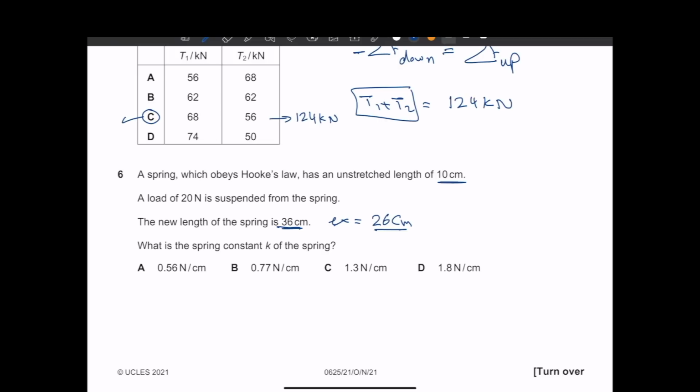So what's the spring constant K? You know, spring constant equals force divided by extension. So depending on that, the force equals 20 Newton divided by the extension, which is 26. So it could be a little bit smaller than 1. So I'm going to choose B. If you do 20 divided by 26, the answer is 0.77 Newton per centimeter.